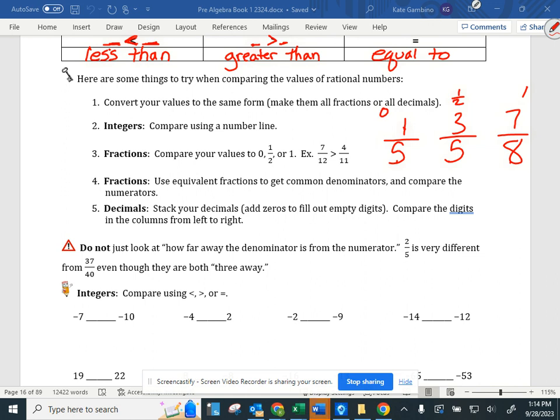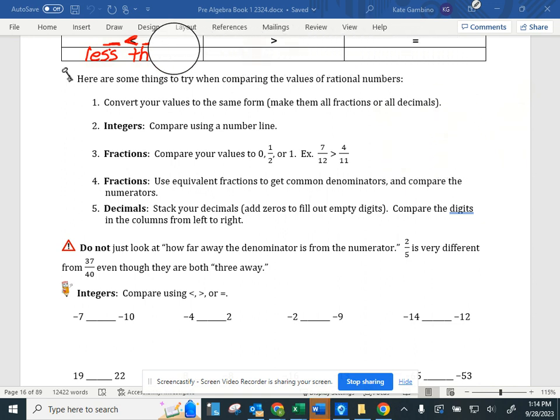For the integers, you could just think of it like opposites. With positive numbers, 5 is bigger than 1, but with negative numbers it is the opposite way. Yes, you are correct. All right, and then decimals.